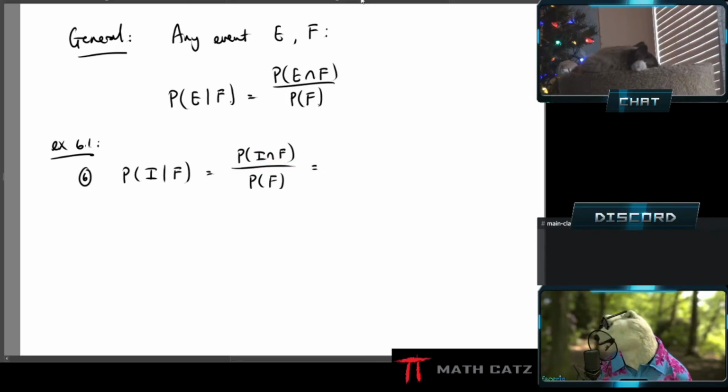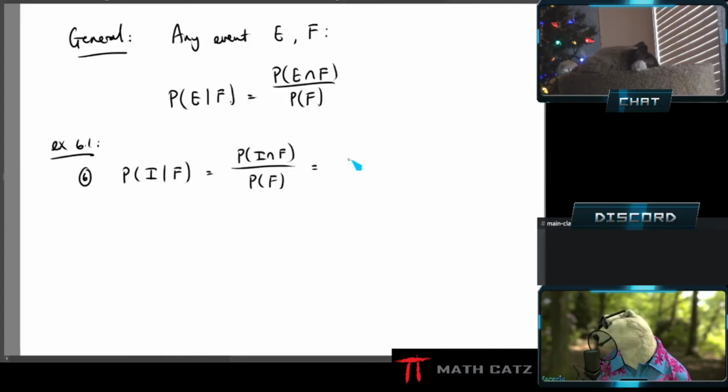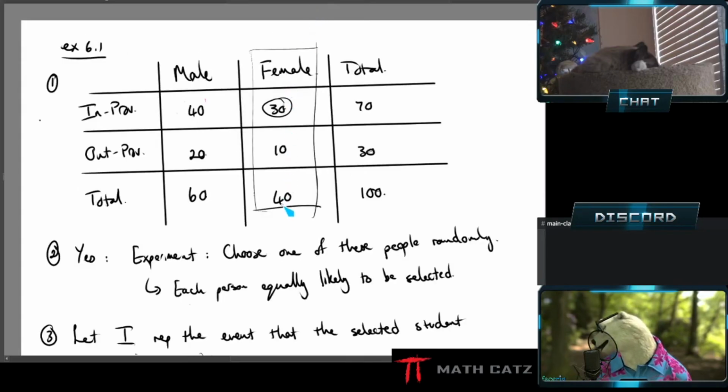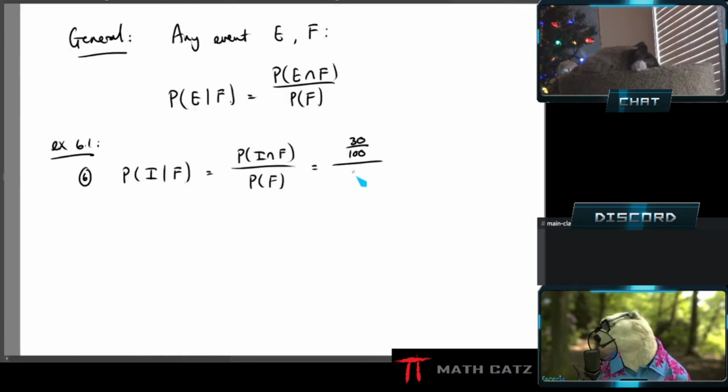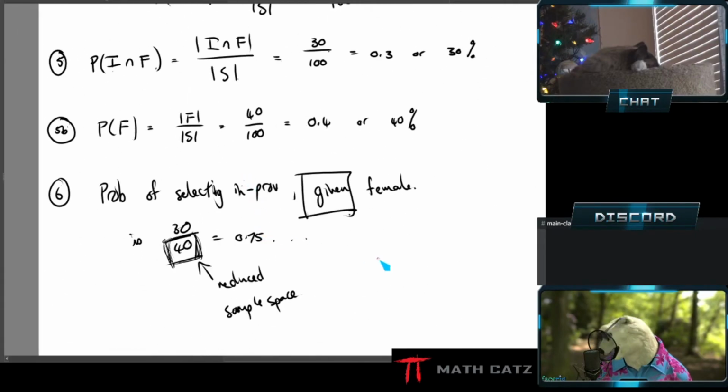Probability of in province and female. In province and female. It's this guy, right? It's conventional probability 30 over 100. Probability of female is 40 out of 100. I can then simplify this and I'll get 0.75 again. Same as here. Same as this one. But this one I had the luxury of having all the numbers in my table, and that's not always going to happen.